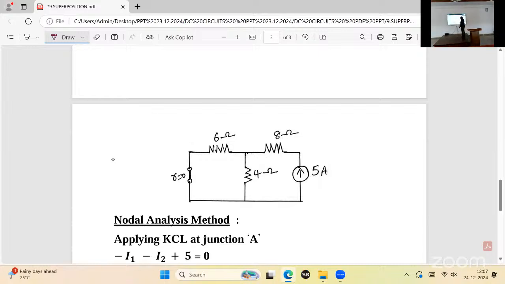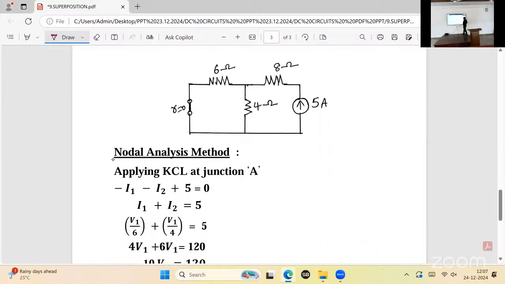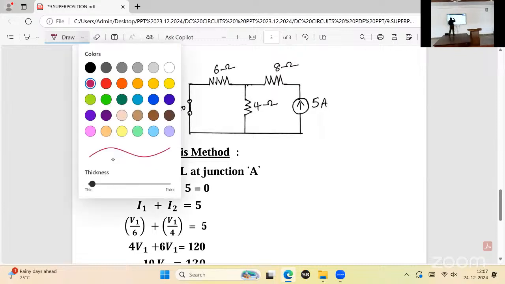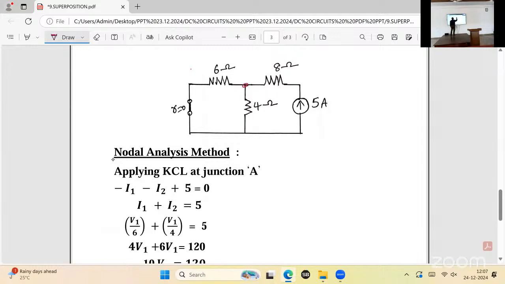Apply any kind of method. I applied the nodal method. How many junctions are here? 1, 2. Right. Now this is the junction point. Call it A. And this is zero voltage, the reference node. Yesterday we discussed the reference node. Applying KCL at junction A.